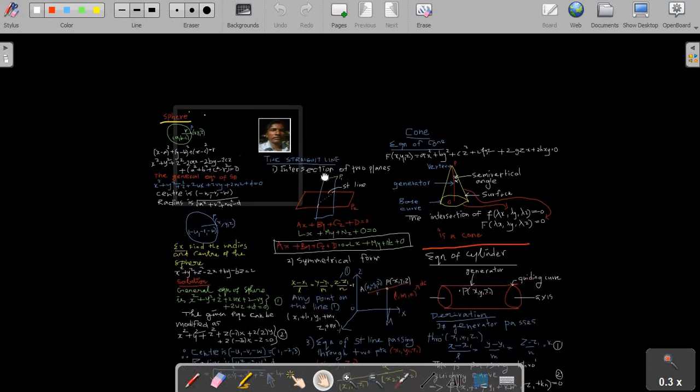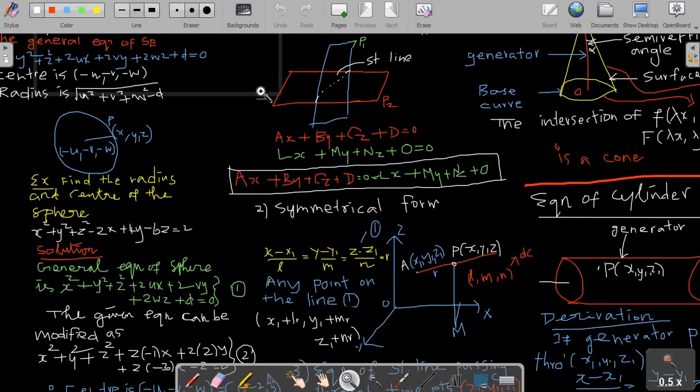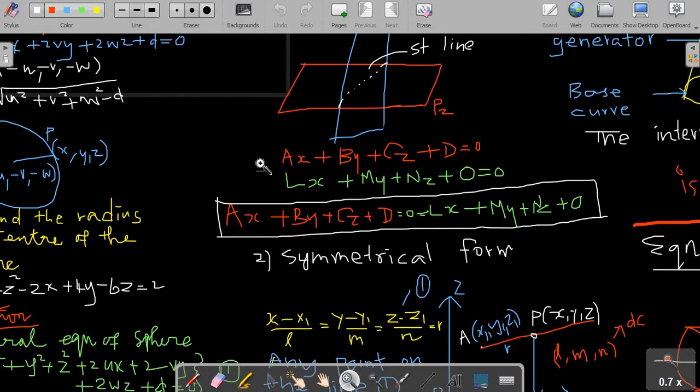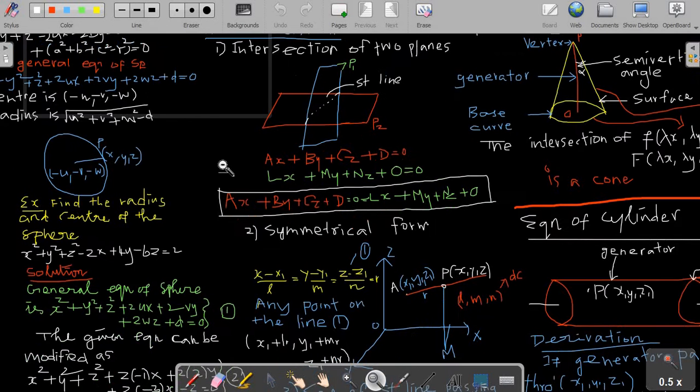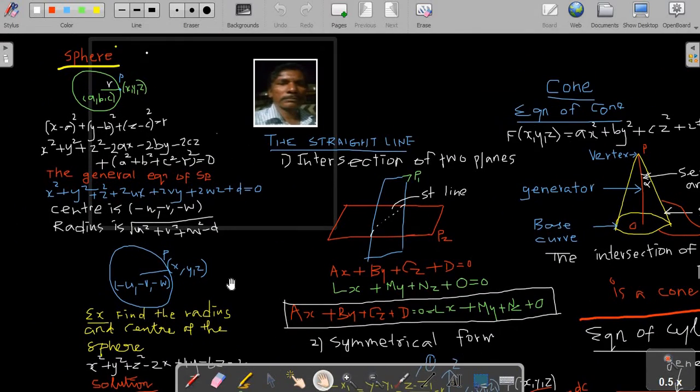Now this is what we are going to discuss today: the sphere and some cone and cylinder and also straight line. Different types of straight line equations we are going to study. First of all, let me take sphere. I am going to take now sphere. For that I will take this equation.